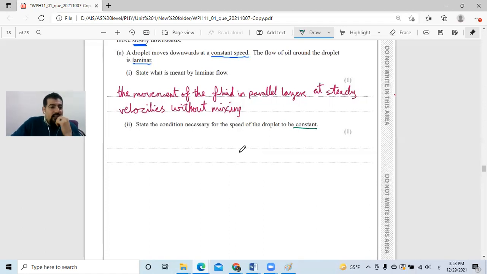I'll read it later. It has to be small, I know, but not in this situation. It has to be spherical. Yes, these are Stokes law. It has to be laminar. That's Stokes law. It has to be low mass. That's for Stokes law. Be careful. What are the conditions for the speed to be constant?